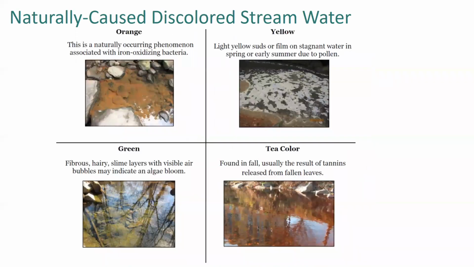I do caution that streams do become naturally discolored occasionally. This can result from iron oxidation, as in the top left picture, or an algal bloom, as in the bottom left picture. Pollen on stagnant water can make it look yellow or green in the early spring or summer, as in the upper right picture, or tannins from fallen leaves, as in the lower right picture, can make it look tea-colored, but it's usually still clear.